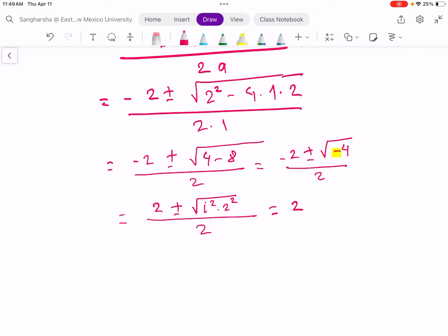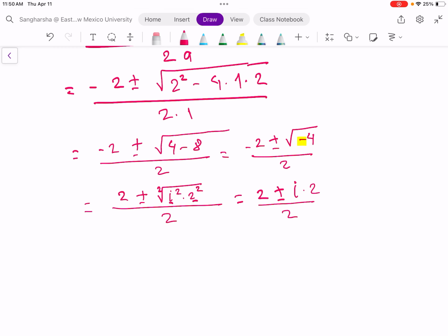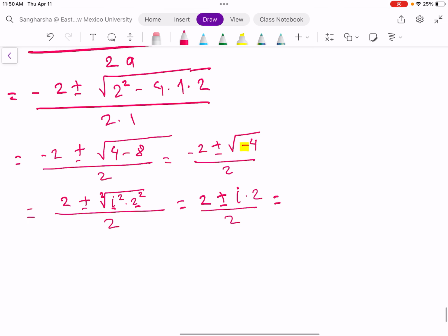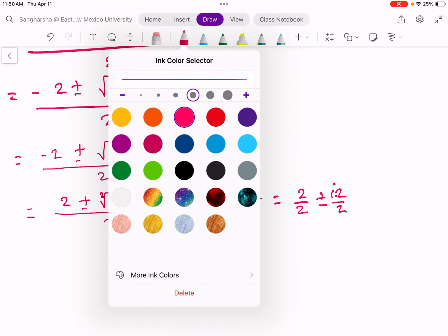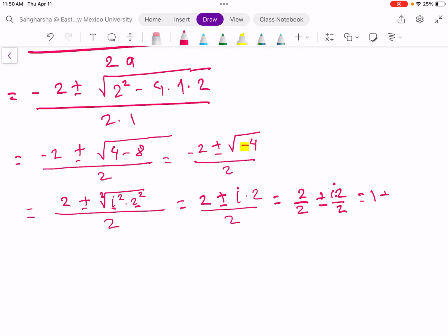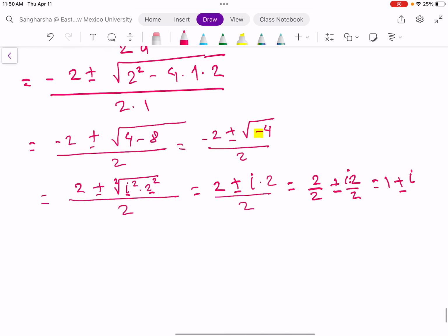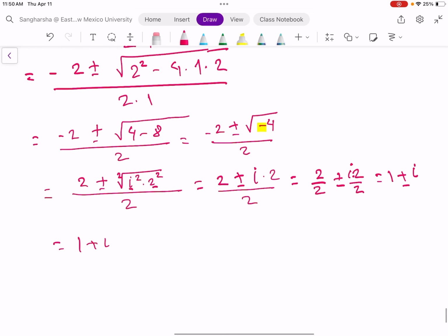So this is negative 2 plus or minus. Now each factor has an exponent 2 and the index is 2, so they cancel, right? The square root is gone. So we have i times 2, divided by 2. Now we can separate this, or you can factor out: negative 2 divided by 2 plus or minus i times 2 divided by 2. So here we have negative 1 plus or minus i. So let's take negative 1 plus i, and let's take negative 1 minus i.